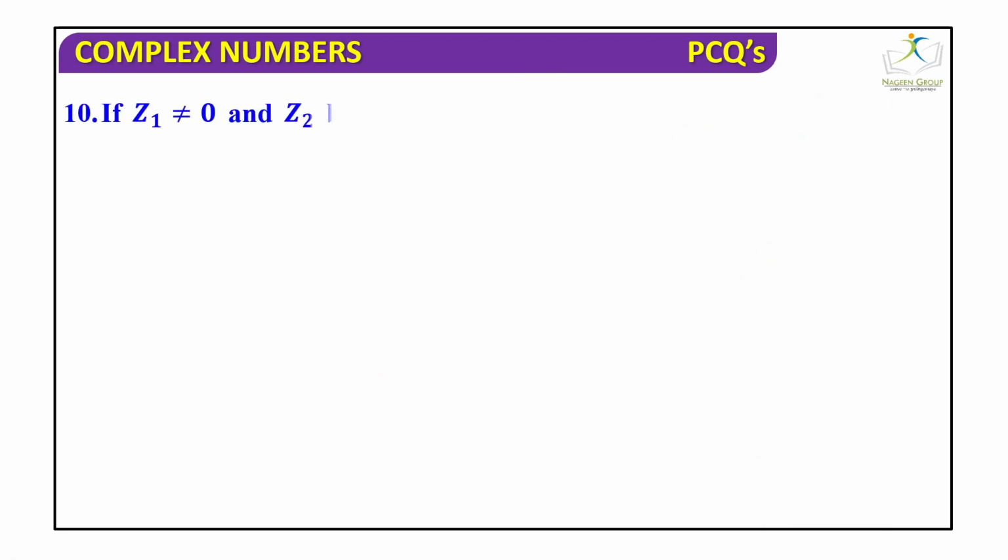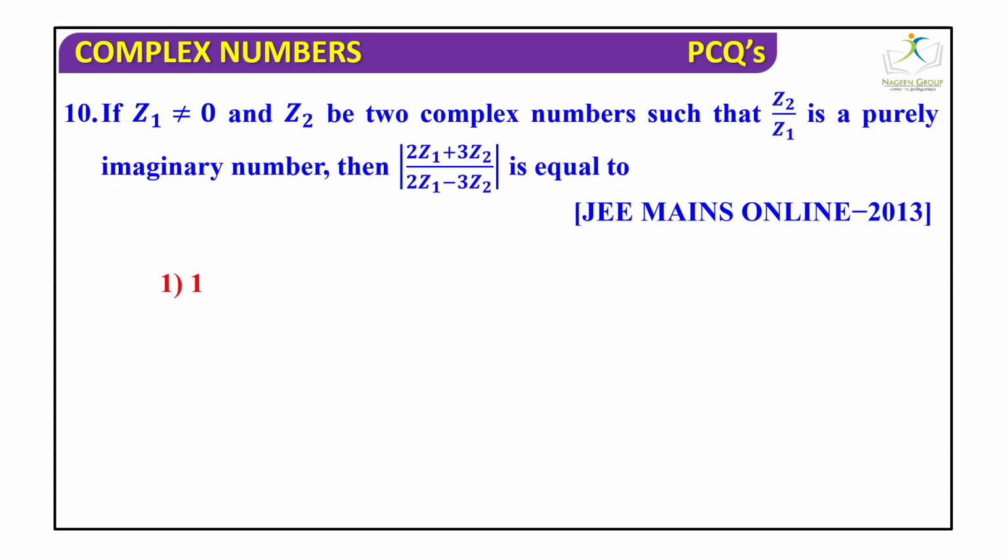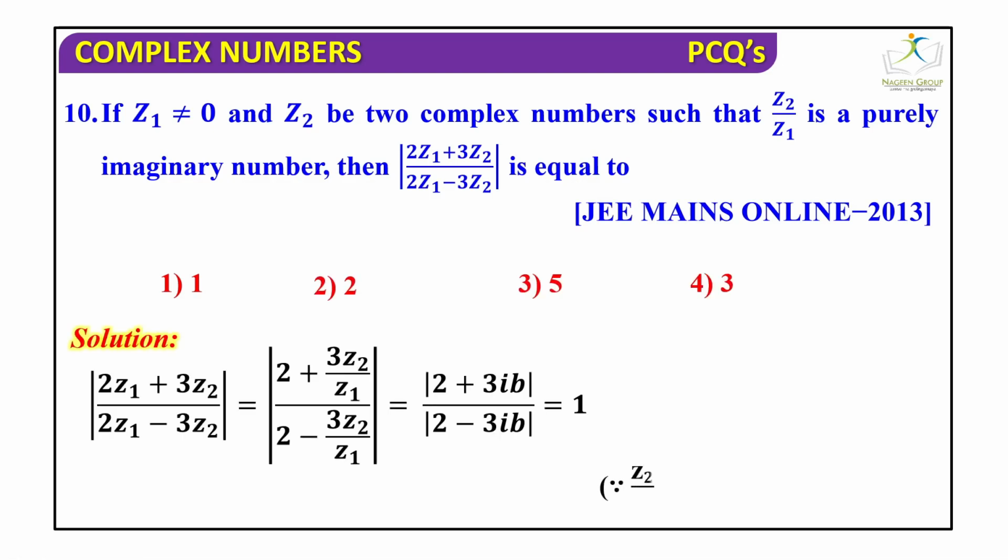Now the next question is question number 10. If z1 is not equal to 0, and z2 is a complex number such that z2 by z1 is purely imaginary, then find out the value of this. Now from here we first take the value, dividing the numerator and denominator by z1. So from here we have z2 by z1. It is a purely imaginary value.